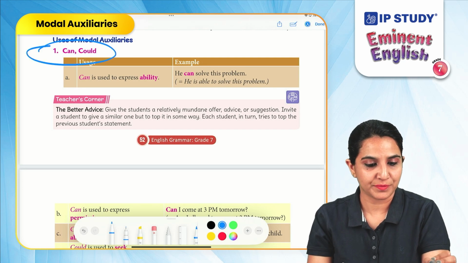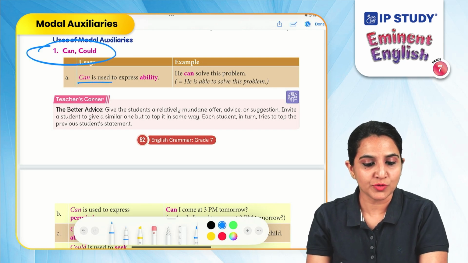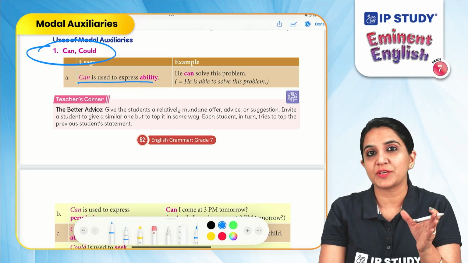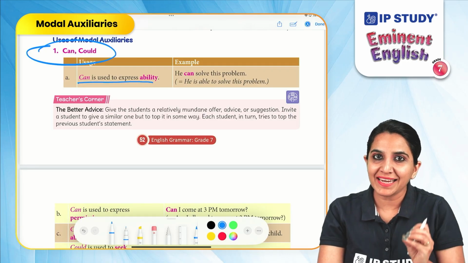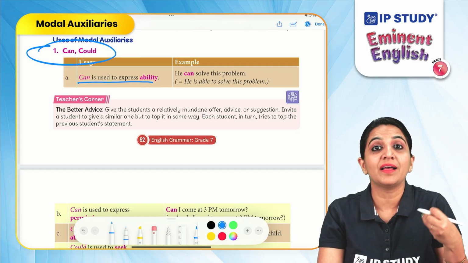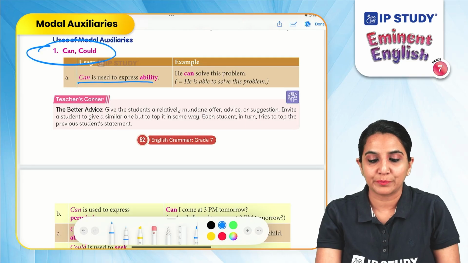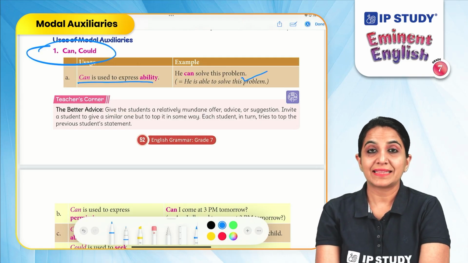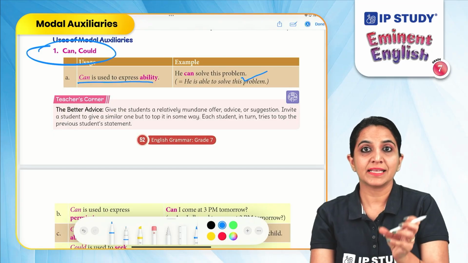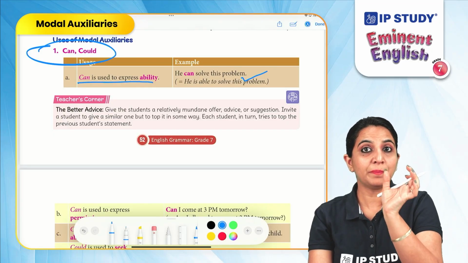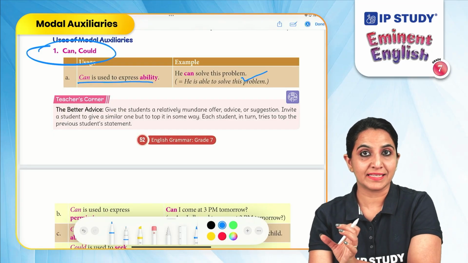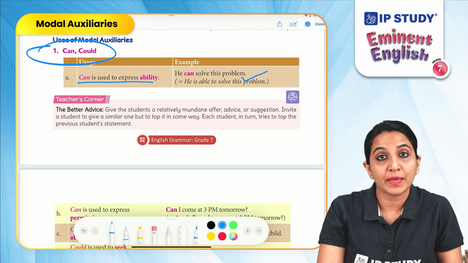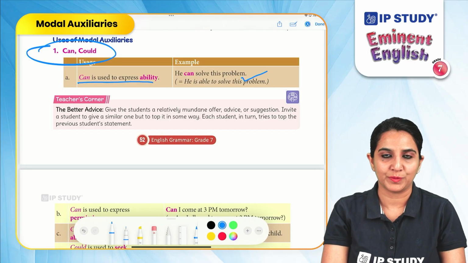Can, could. Can is used to express ability. Can is also used to express permission. And can is sometimes used to even ask permission. For example, he can solve this problem. The verb can in this sentence is expressing the ability. That means he is able to solve this problem.